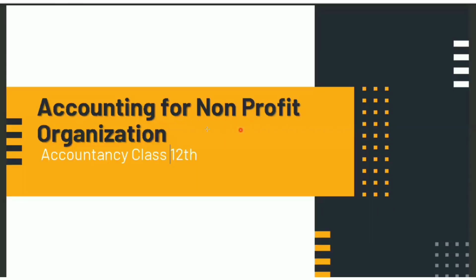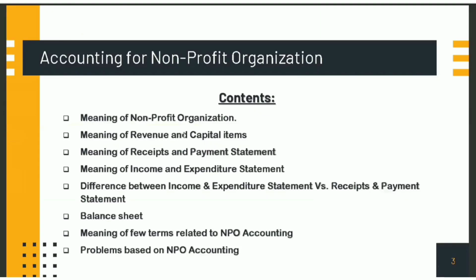Accounting for non-profit organization. This is the first module of class 12th. Now let's look into the contents of this module. Meaning of non-profit organization, meaning of revenue and capital items, meaning of receipts and payment statement. We have problems based on this. Meaning of income and expenditure statement. Again, we have problems based on this concept. Difference between the income and expenditure statement versus the receipt and payment statement.